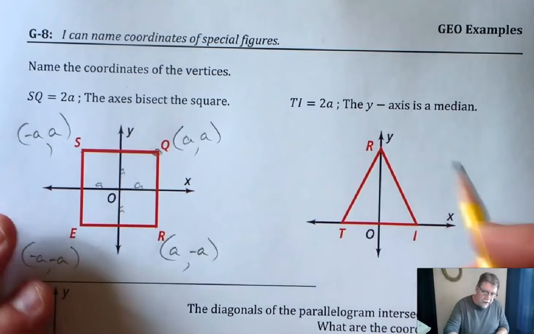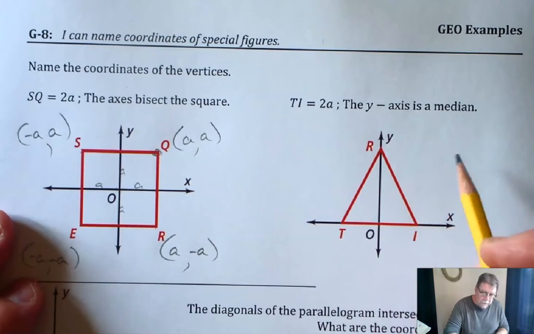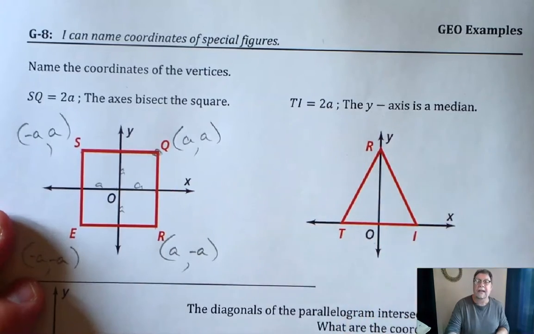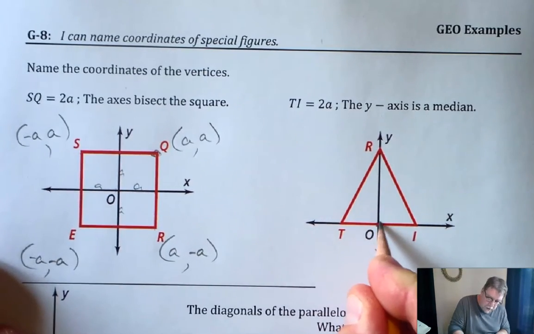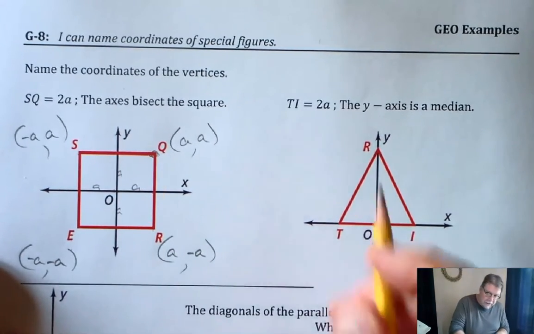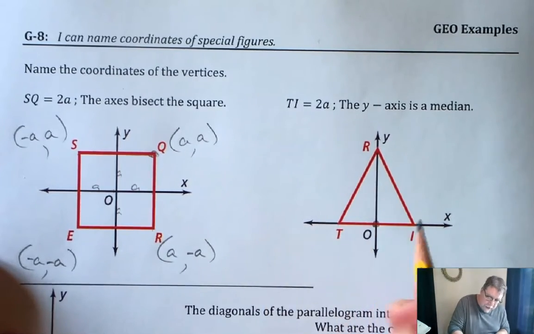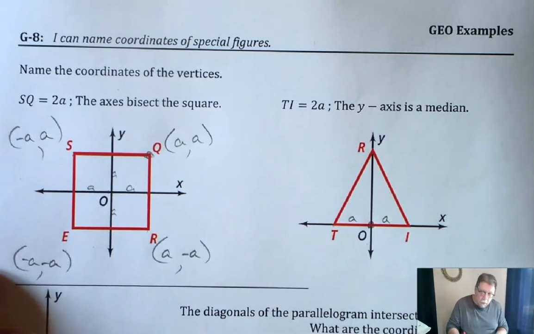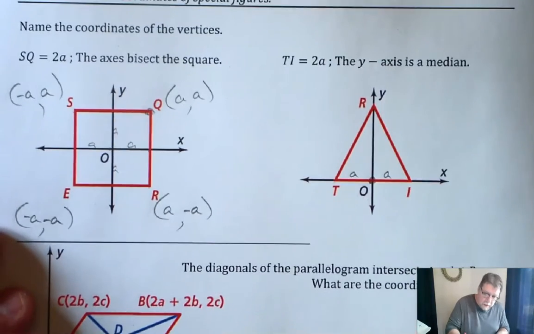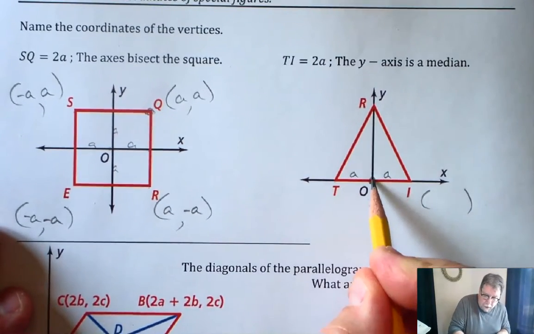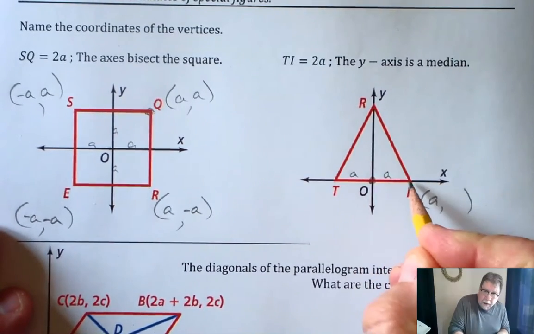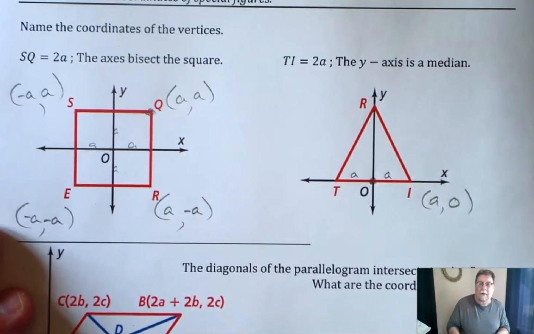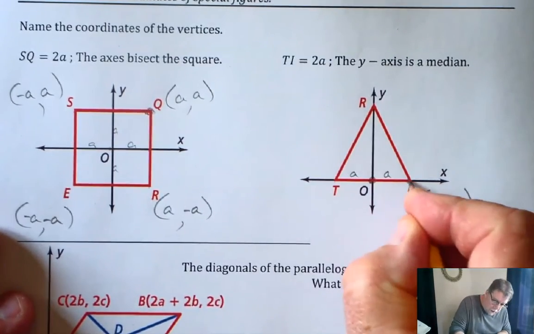Over here, we have a triangle, and we're saying that the y-axis is a median line, so this is the midpoint of this side, and it says TI is 2A. So that means this side is A, and this side is A as well. So the coordinate of this point would be over A, but we're not going up and down at all, so that would be 0. A, 0 would be right there.